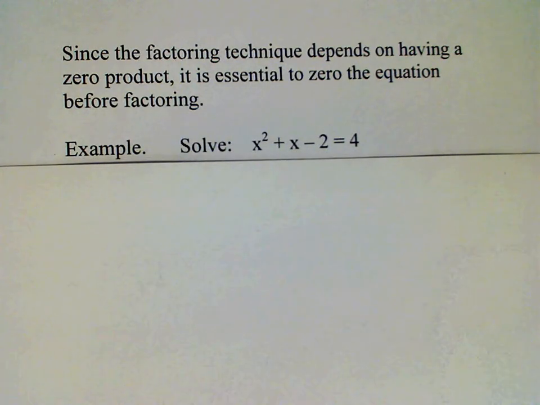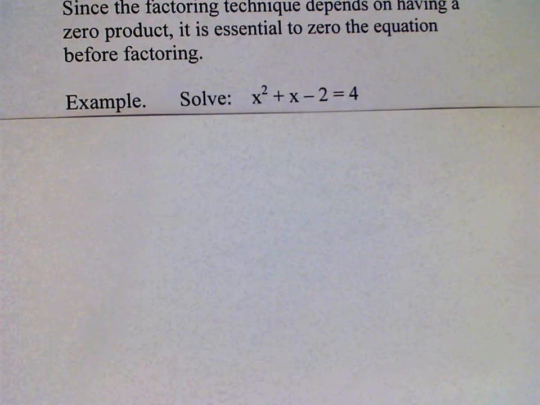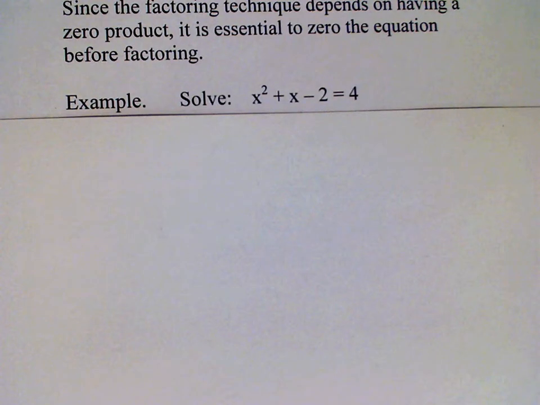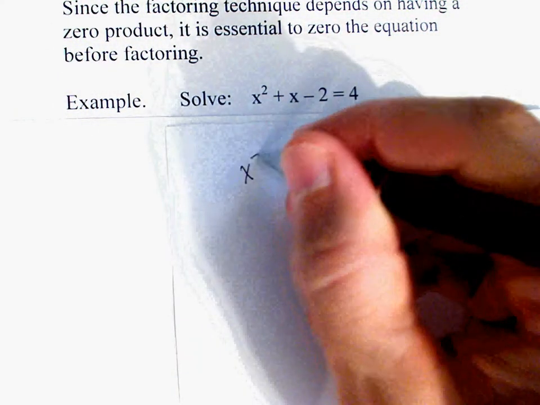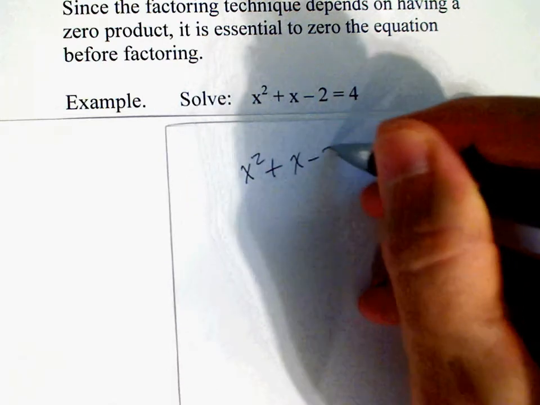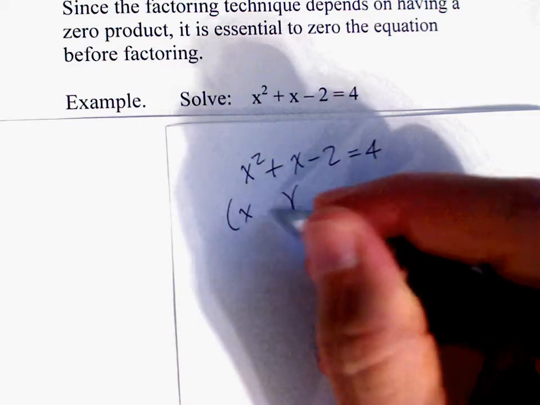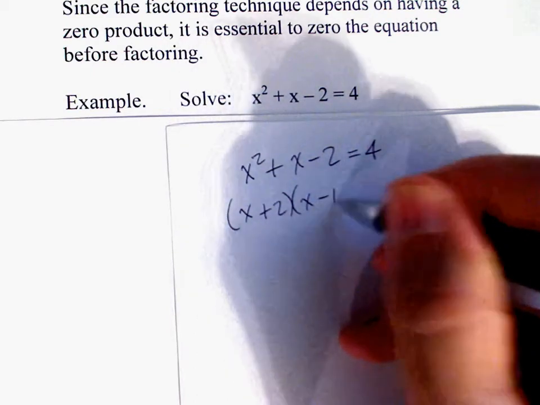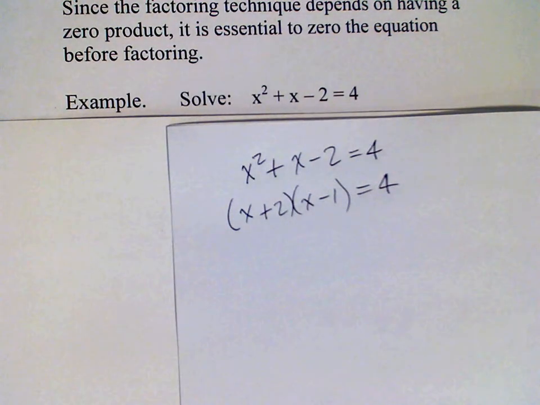We have x squared plus x minus 2 is equal to 4. Now you might be tempted to go ahead and factor this left-hand side, and indeed it does factor. Let's see about that. x squared plus x minus 2 is equal to 4. This left side will factor into x plus 2 and x minus 1. But you should see that this actually does us no good at all.